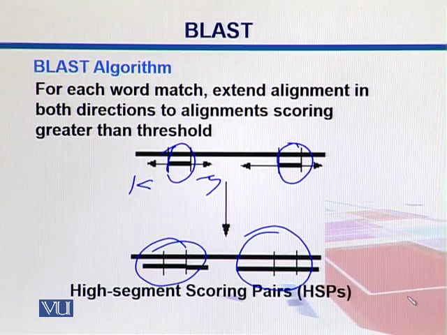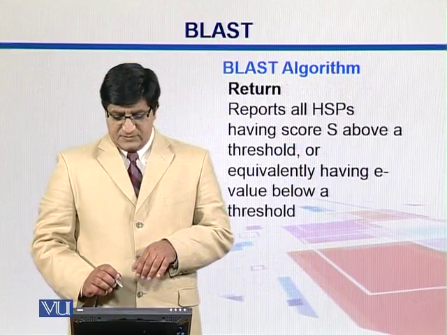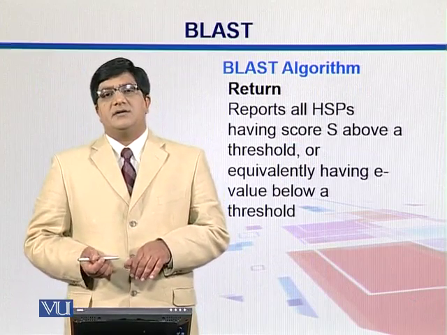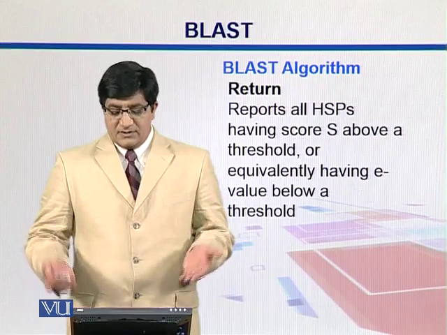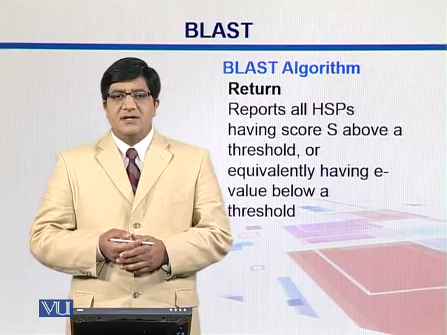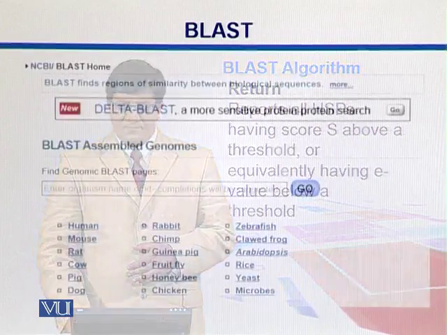So in this way, we took a query sequence, and we get these high scoring segments within that, and then their pairs with all the segments within the database, and then BLAST returns the HSPs that have a score above a threshold, or the e-values less than some given threshold e-value. We'll talk about e-value and scoring scheme in a later section.